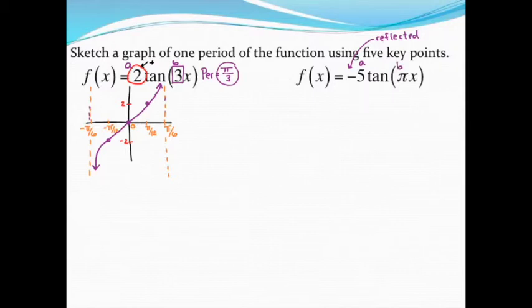The b value is pi, which is not the period, but it will help me find the period. To find the period of a tangent graph, that is pi, the normal period, divided by whatever our b value is, which turns out to be pi this time, and pi divided by pi ends up with just a period of 1. So using this information, I should be able to get a sketch now of one period of this tangent wave.